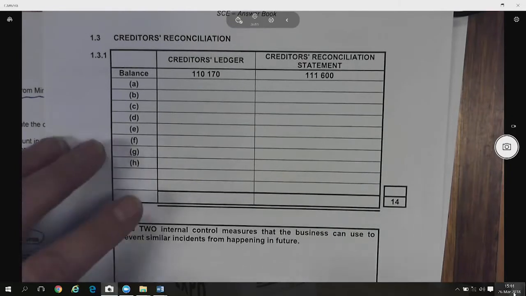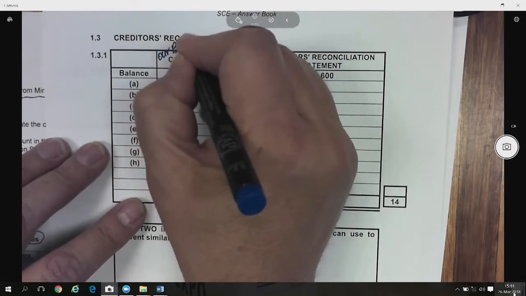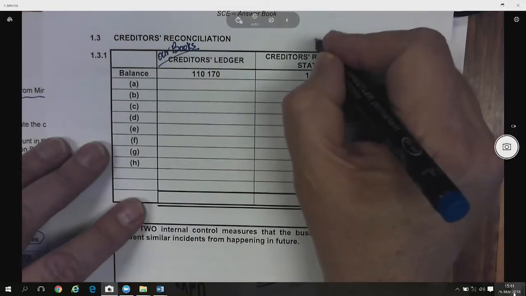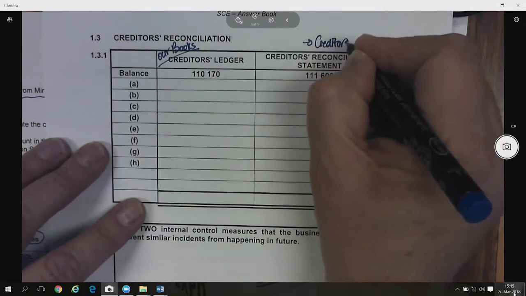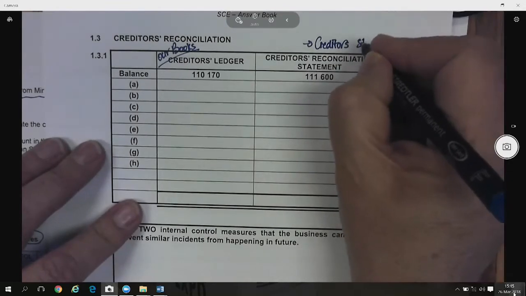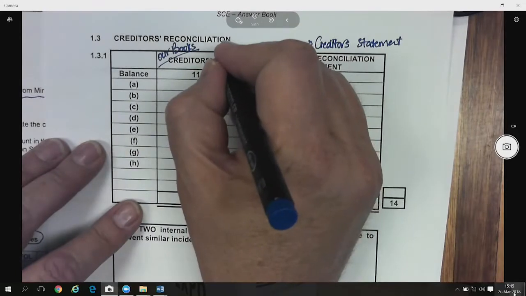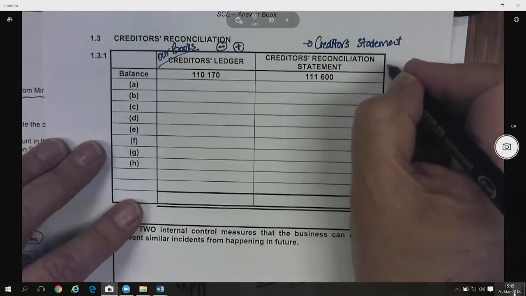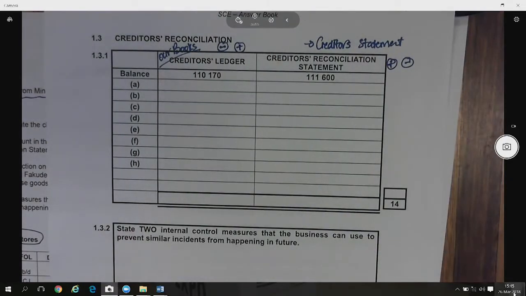And again, you say there, this is our books, and this is the creditor's statement. But again, there is minus on the debit, plus on the credit. This one is plus on the debit, minus on the credit. You must have that in mind.